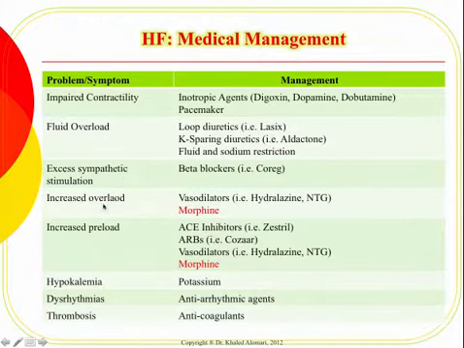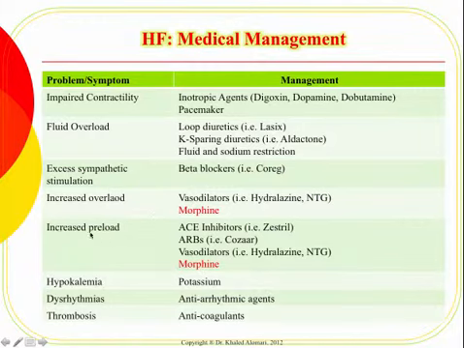Again, we have increase in the afterload and the preload. Remember, the afterload is the resistance that the left ventricle will have to overcome, so it comes from the vasoconstriction of the blood vessels. So that's why we use vasodilators to treat that, and we have hydralazine and nitroglycerin. And also we can use morphine. Morphine is great because it relaxes both ventricles, so it actually decreases the preload and the afterload.